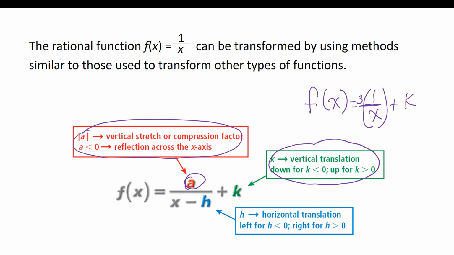And then in the denominator, we have this h here. The h is the horizontal translation left or right. It's just like thinking about it being snuggled up with our x here. Even though it's not going to actually be snuggled up like we're used to seeing, you can think of it as snuggled up. And so that h is going to tell us about the horizontal translation, whether it's left or right.